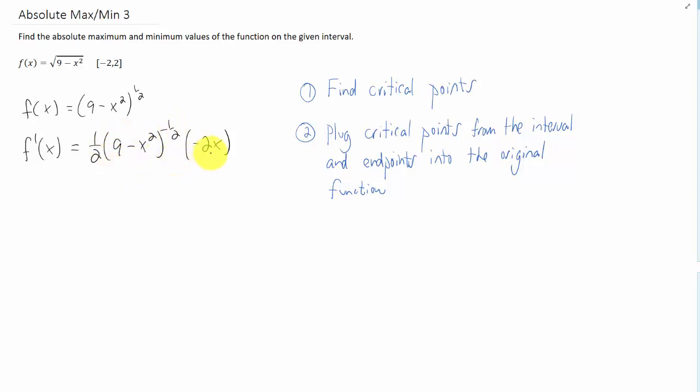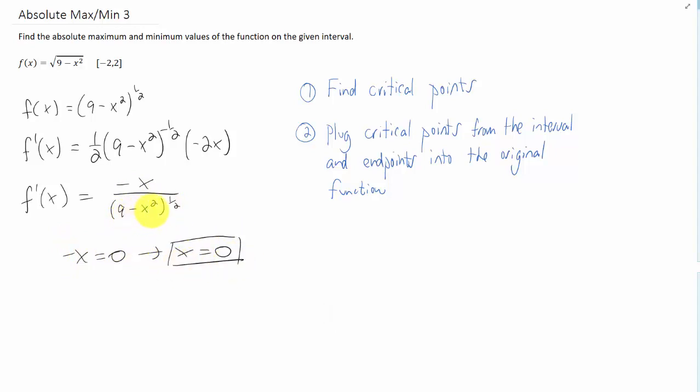Let's simplify this derivative a little bit. The 2 and the 1/2 cancel. This (9 minus x squared) to the negative 1/2 can go to the denominator. And now recall that critical points occur when the first derivative is 0 or undefined. So this first derivative is 0 if the numerator is 0. That just means x equals 0, so that's a critical point.